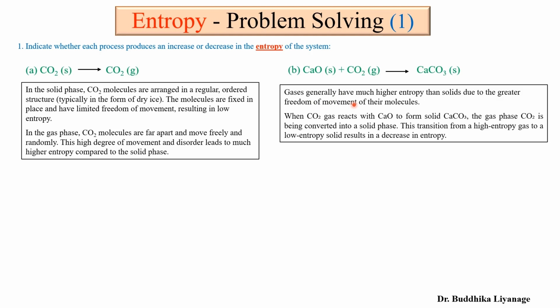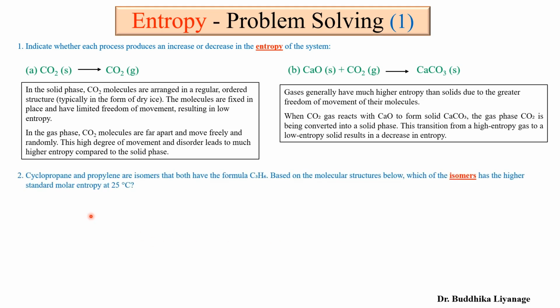Gases generally have much higher entropy than solids due to the random freedom of movement of the gas particles. When carbon dioxide reacts with calcium oxide solid to form another solid, calcium carbonate, the number of gaseous species decreases. Therefore, the randomness or the entropy is decreased. More randomness or more entropy on the reactant side with the gas phase, but the gas becomes a more organized solid phase, decreasing the entropy.